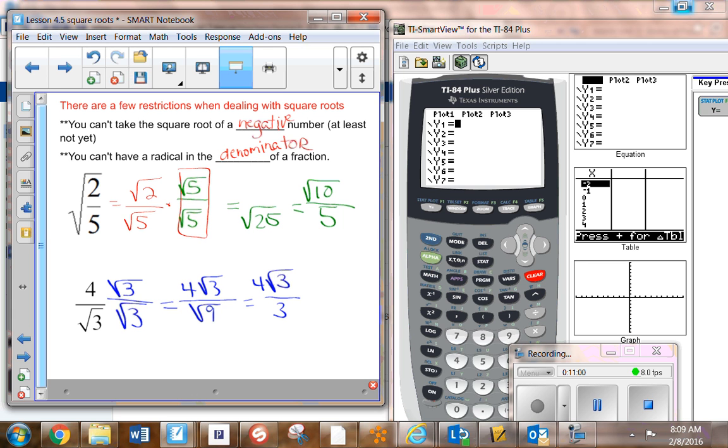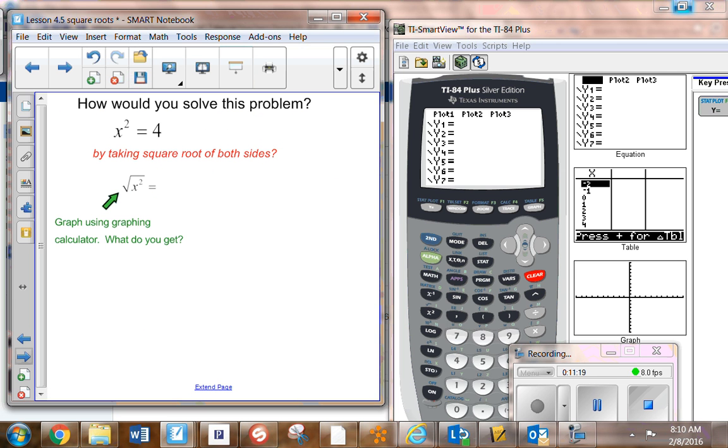Katie, what is it? Are you figuring that out there? It's square root of 3, 1.73 and on and on, right? So do not cancel. Just because you see two 3s, that's not the 3 I'm talking about.